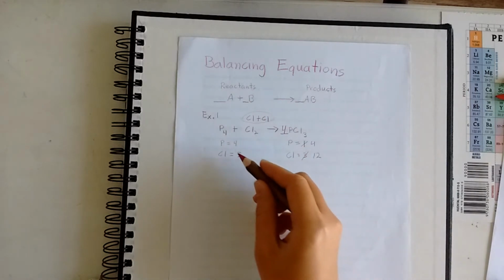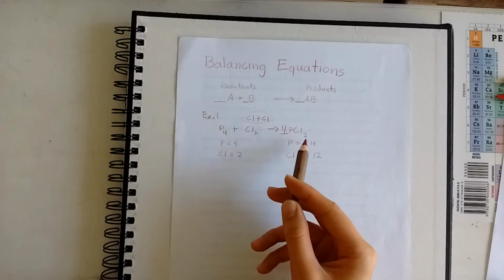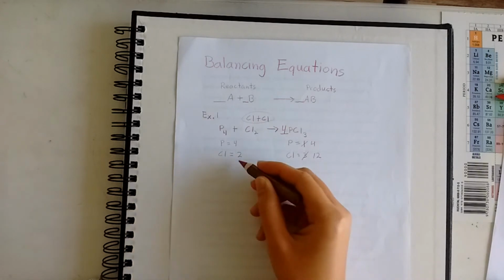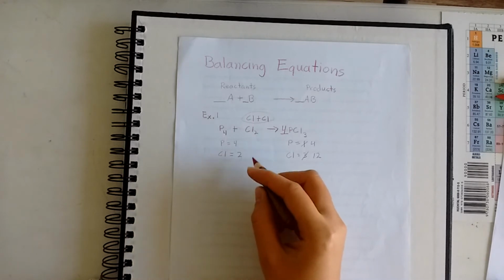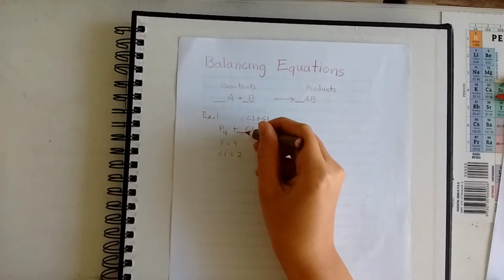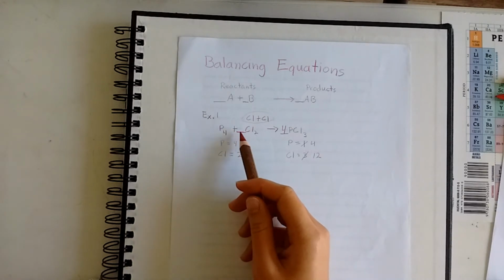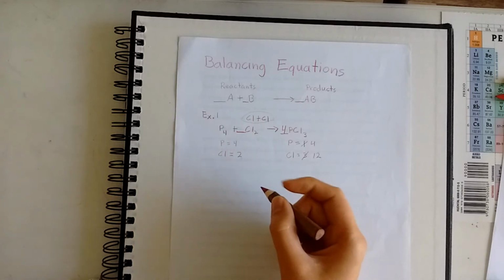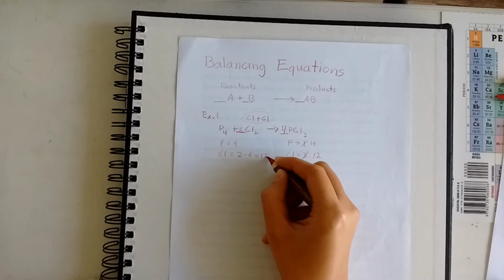So now the phosphorus atoms are matched up on the reactant side and the product side, but now the chlorines still have to be balanced. So we have 2 over here, and we have 12 here. So what we do is ask ourselves, what number would go here that would tell us that we have 12 chlorine atoms. We already have 2 here, right? So what number times 2 will give us 12? So that would be 6. Right? So 2 times 6 is 12.